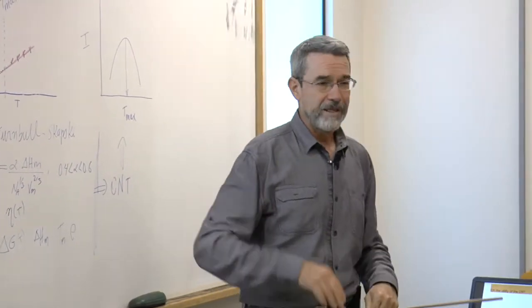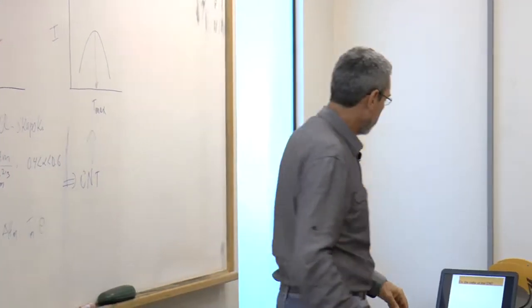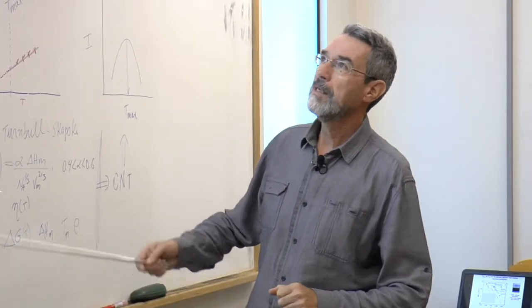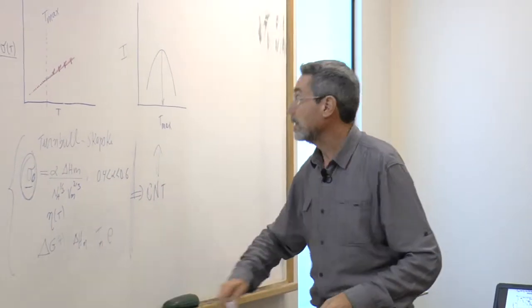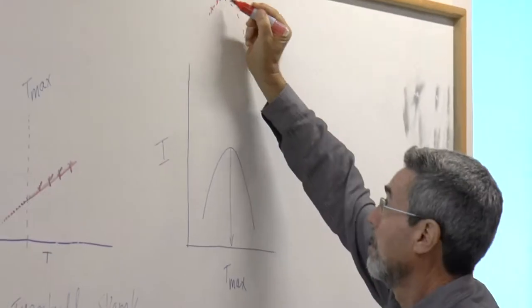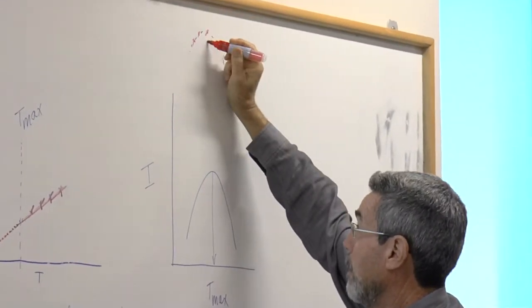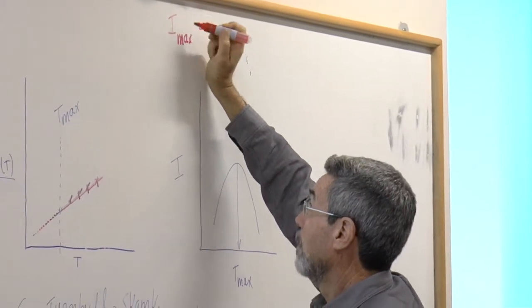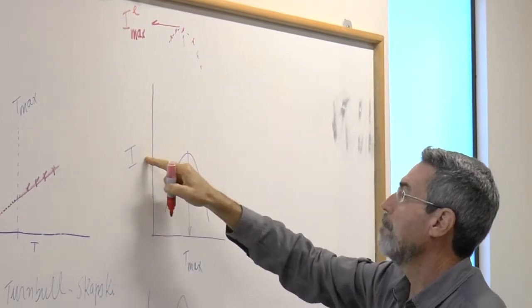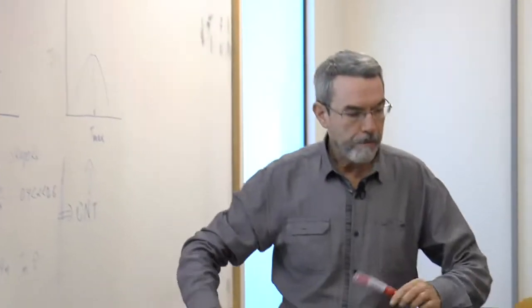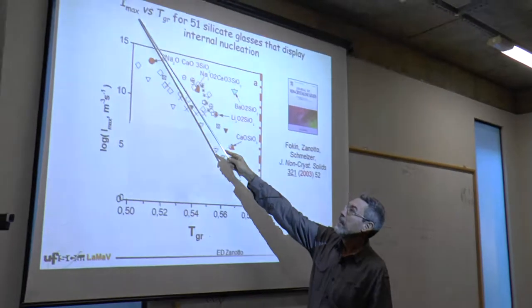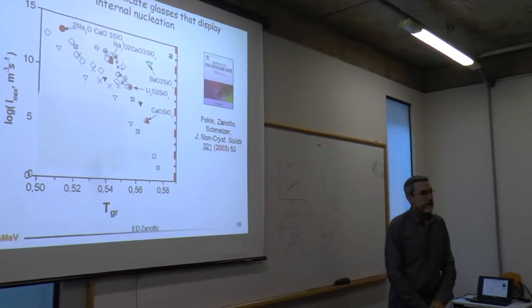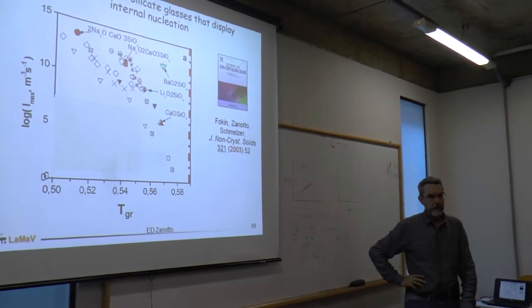So what's the utility of the classical nucleation theory, despite the fact that it has all the problems that we have discussed in the previous two lectures and today in this introduction? I can give you one example. If you plot the I max, let's say these are experimental values, and this is T max, and this value here is I max experimental, and this one is I max theoretical. We can plot the I max experimental for 51 silicate glasses that show internal homogeneous nucleation. There are 51 glasses.